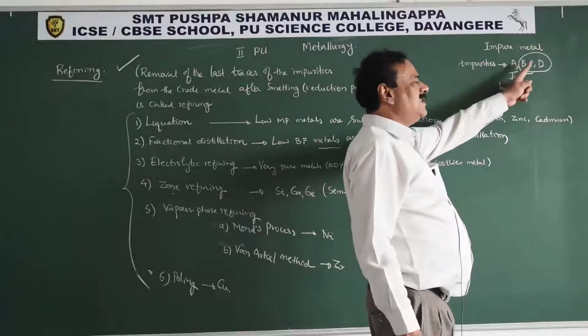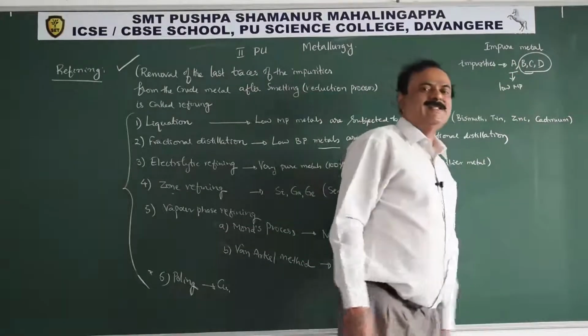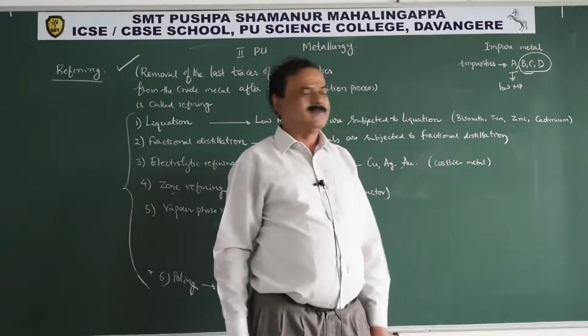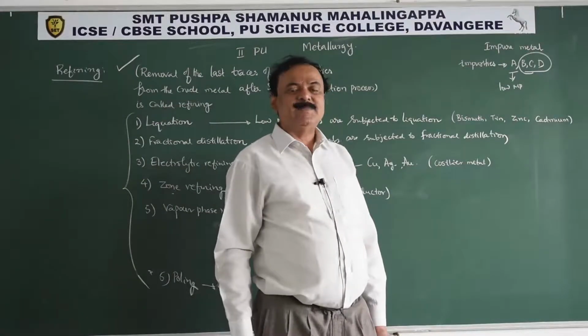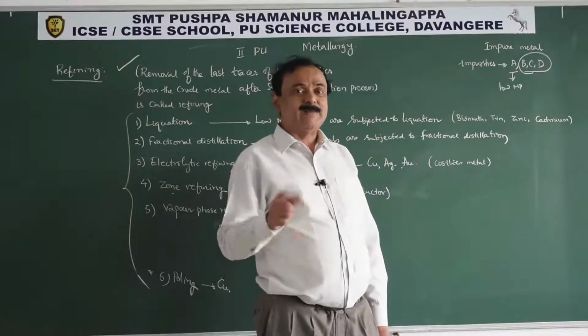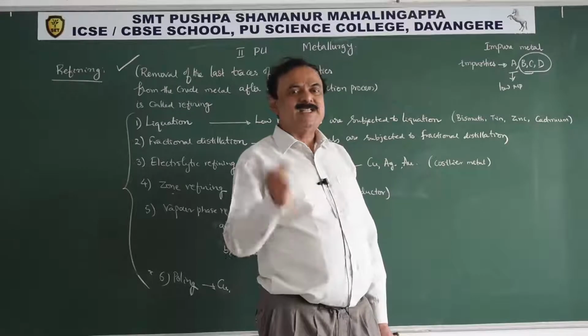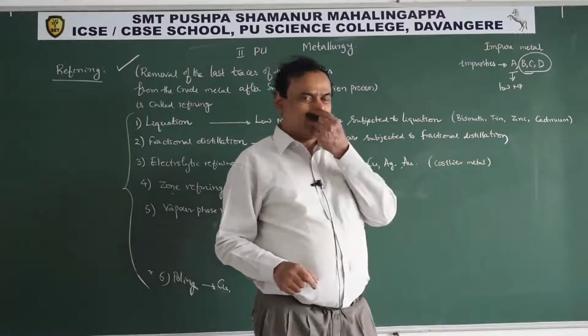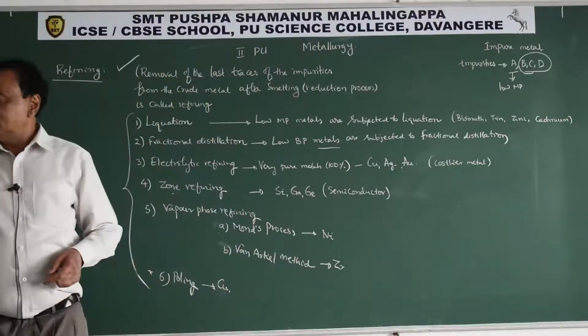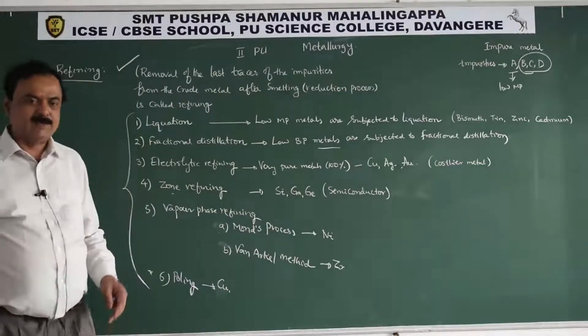Suppose A is present in larger quantities, higher concentration, higher percentage, whereas B, C, D are present in smaller percentages. Then A can be separated from B, C, D by means of the liquation procedure.